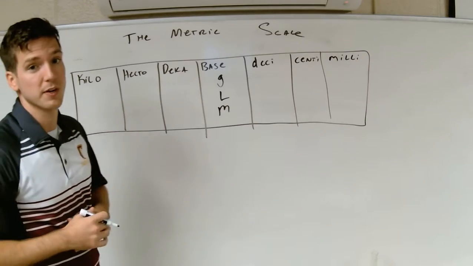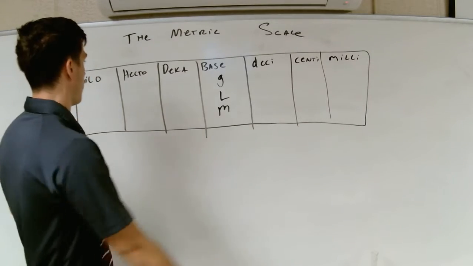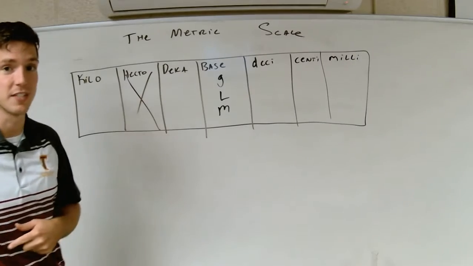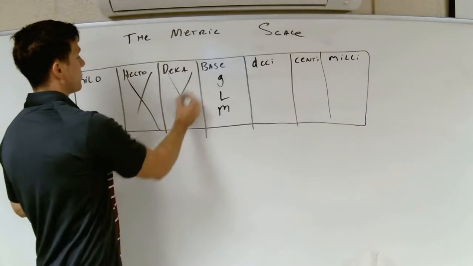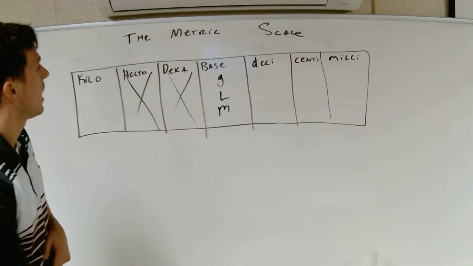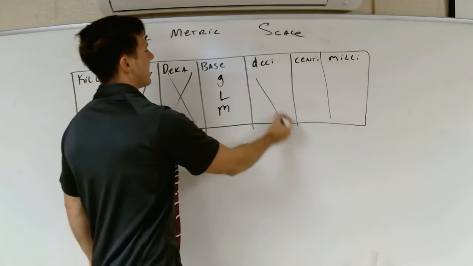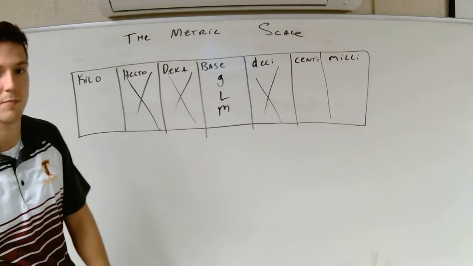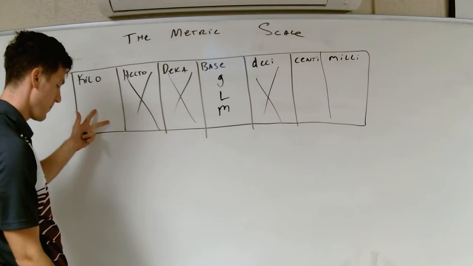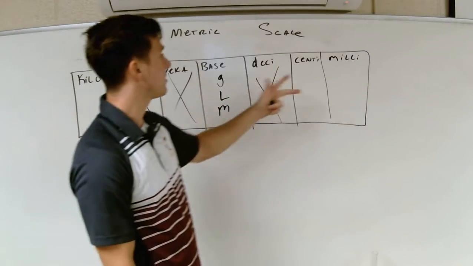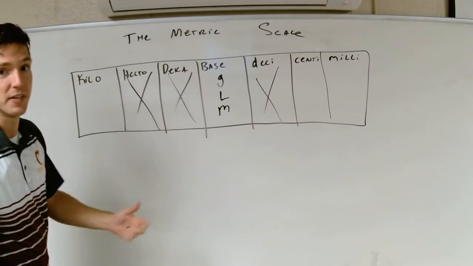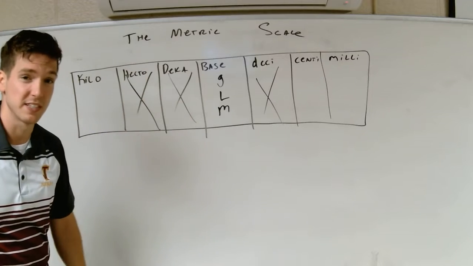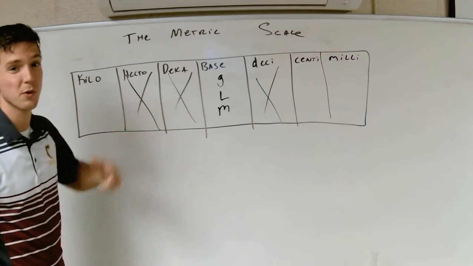Ones you don't have to worry about that you never see in the metric system: we don't have to worry about hecto. You'll never see hectometers or decameters or decaliters or anything like that. And we don't deal with deci too often. So we're only focusing on kilo, base, centi, and milli.